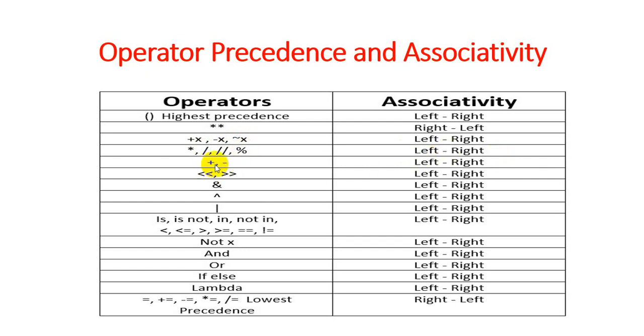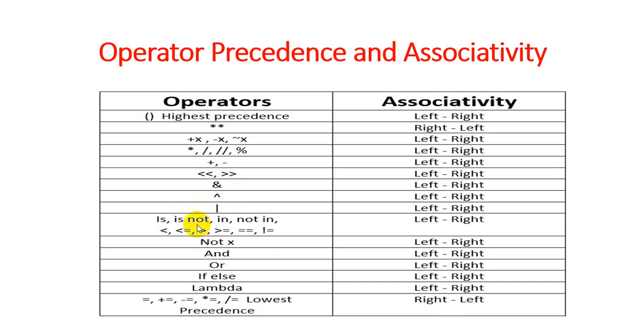Next, plus and minus, arithmetic plus and minus, the binary operators. Associativity left to right. Then left shift and right shift. The associativity is left to right. Next, the AND operator, that means the bitwise AND operator, left to right. Then the bitwise XOR operator, also left to right. The OR operator is left to right. So left shift, right shift, bitwise AND, bitwise XOR and bitwise OR are the bitwise operators.